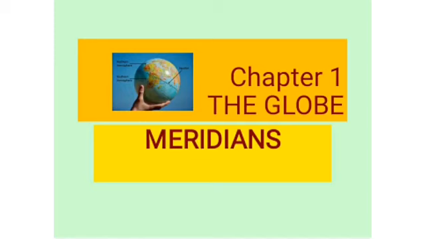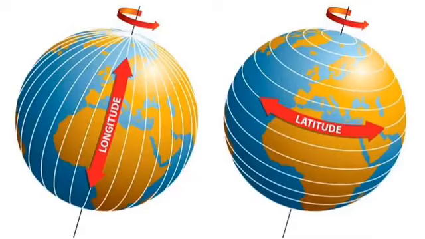Hello everyone, we are on our first chapter, the globe, and our today's topic is meridians. As we know, there are two types of line on the globe, latitudes and longitudes. In our previous chapter, we have studied about latitudes. Now we will study about longitudes.